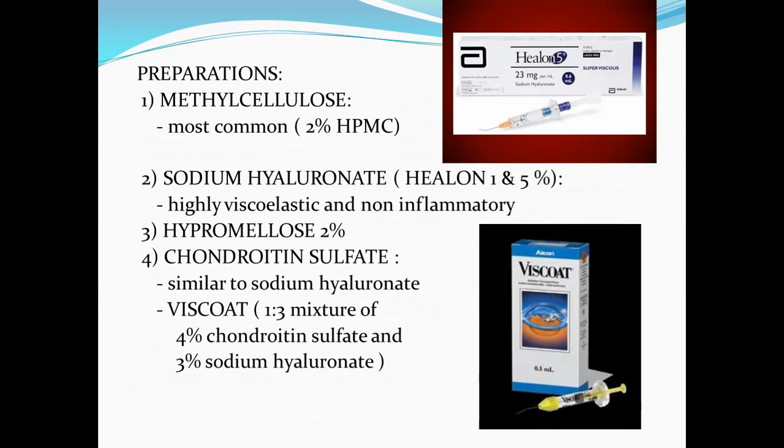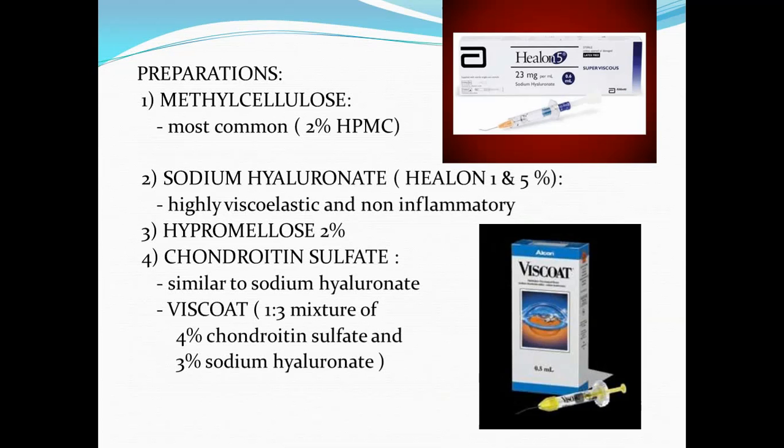What are the common preparations which are available? One of the most common is methyl cellulose, which is available as a 2% HPMC. Next one is sodium hyaluronate, which is available as Healon 1 and 5%. It is highly viscoelastic and is said to be non-inflammatory. The other one is hypromellose.